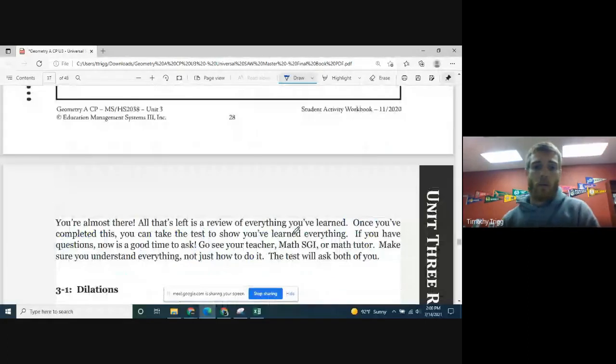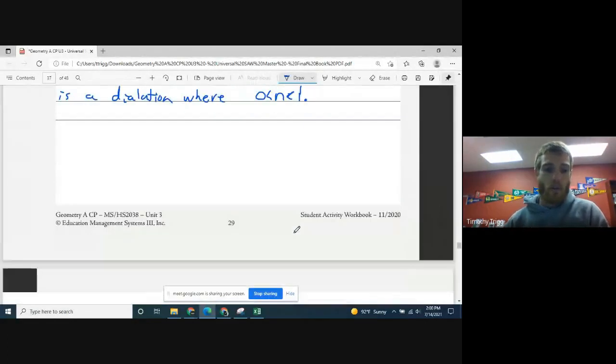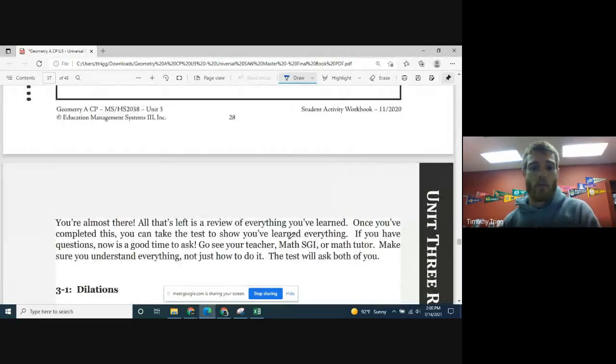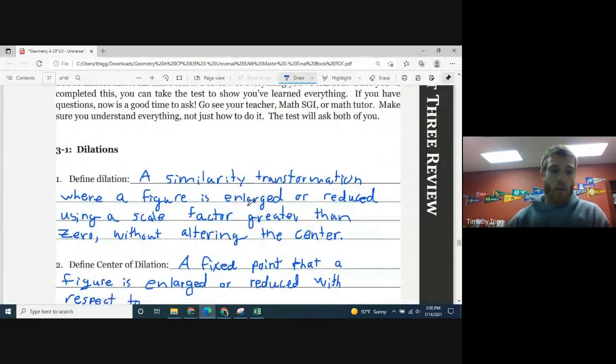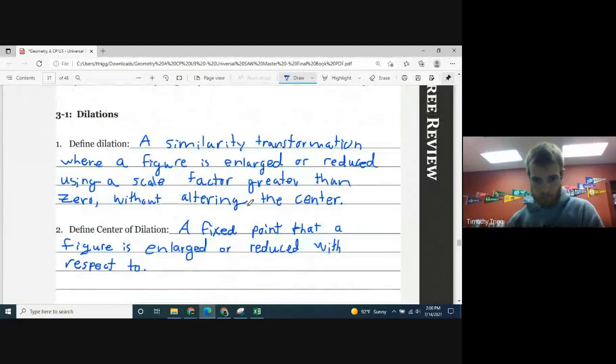Share my screen here, and let's take a look. Okay, so if you're on the review, you should be on page 29. That's the start of the review. Now, it first goes over a few definitions. So, dilation is a similarity transformation where a figure is enlarged or reduced using a scale factor greater than 0 without altering the center. Okay, so I want you to go ahead and write that down.